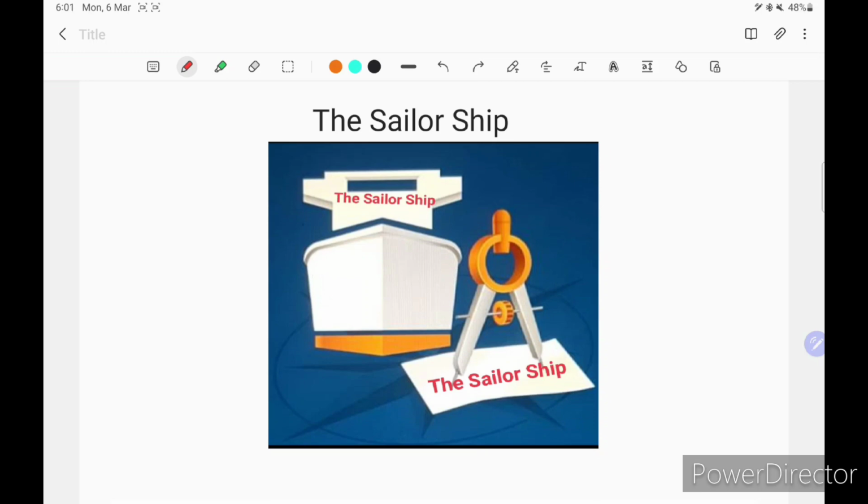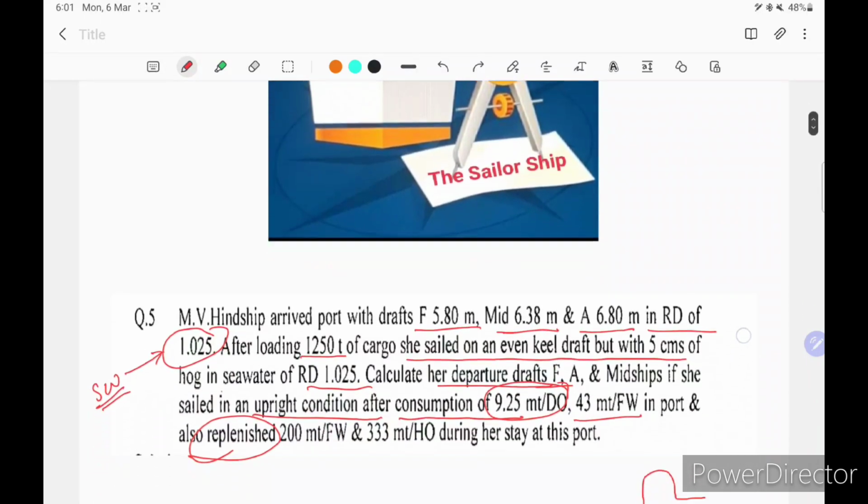Okay, so today our topic is Chief Mate Phase 1 Draft Survey Calculations. Today we will solve different types of questions, so you can see how to approach and tackle this type of question.